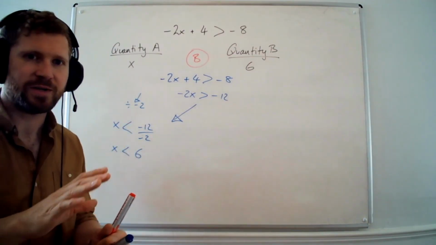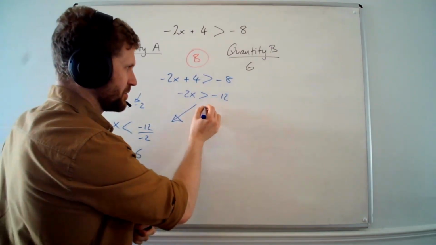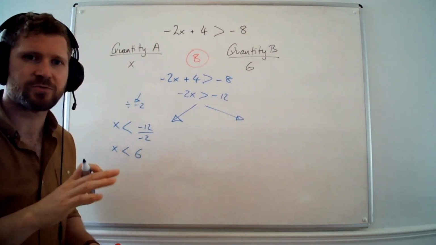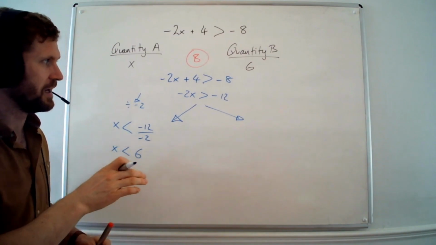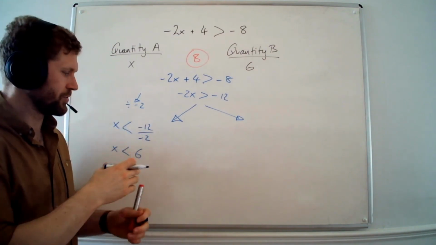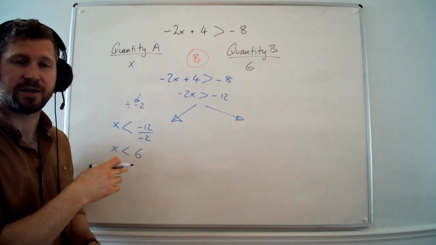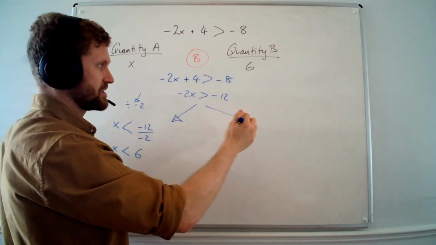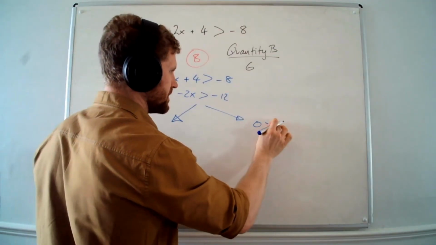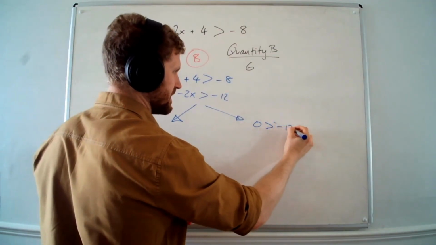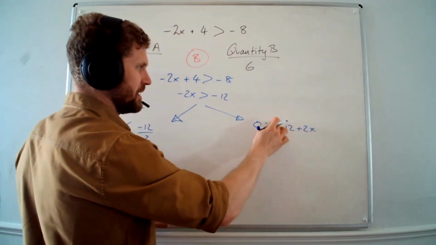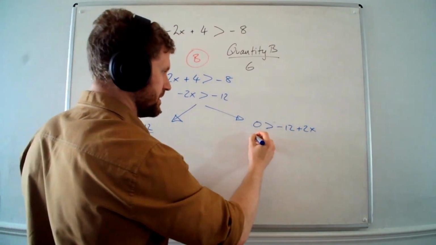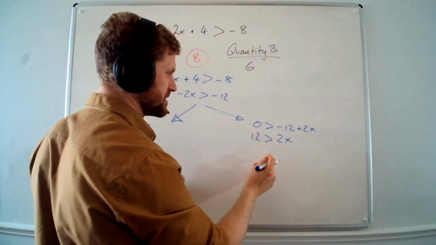Okay, the second way of doing it, as I say, less intuitive. You're probably not going to choose to do this way, but I need to get it out there as an option, is to try and manipulate things so that we can avoid dividing by a negative number. So what I could do here is if I add 2x to both sides, I'm going to get 0 is greater than negative 12 plus 2x. And then if I add 12 to both sides, I'm going to get 12 is less than 2x.